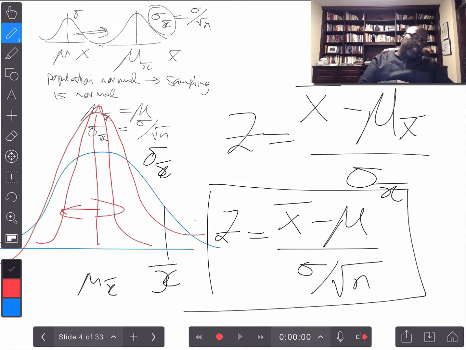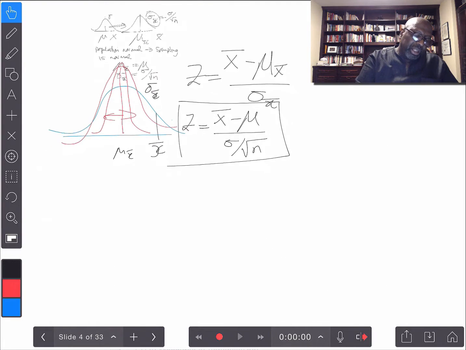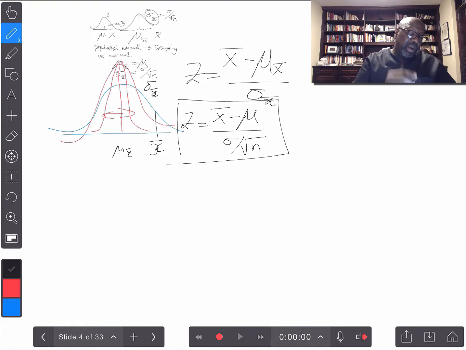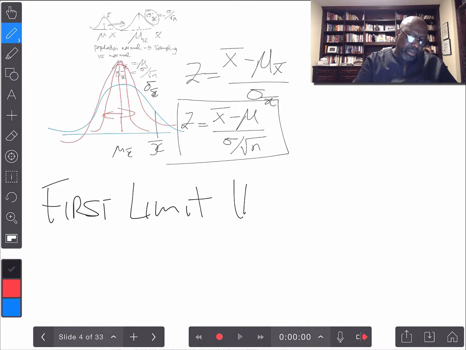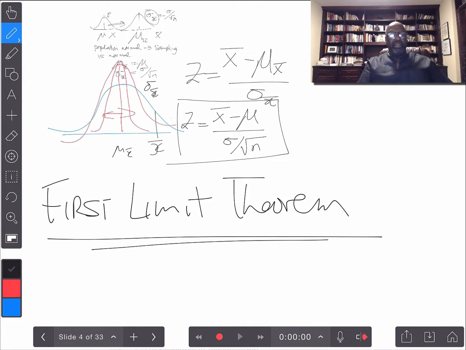If the population is normal, sampling distribution is normal. We have a name for that. Your book doesn't really name it, but we do have a name for it. It's called the first limit theorem. FLT, first limit theorem.